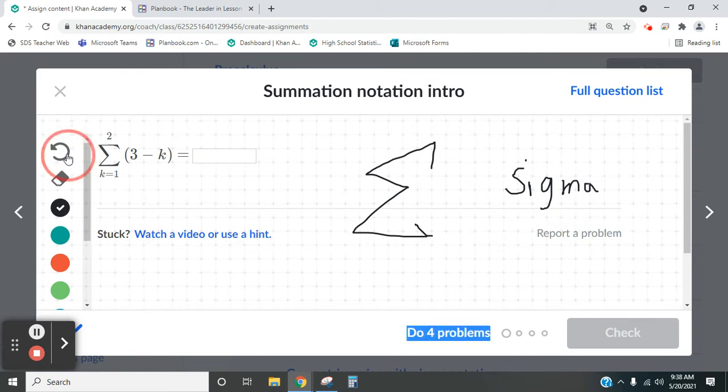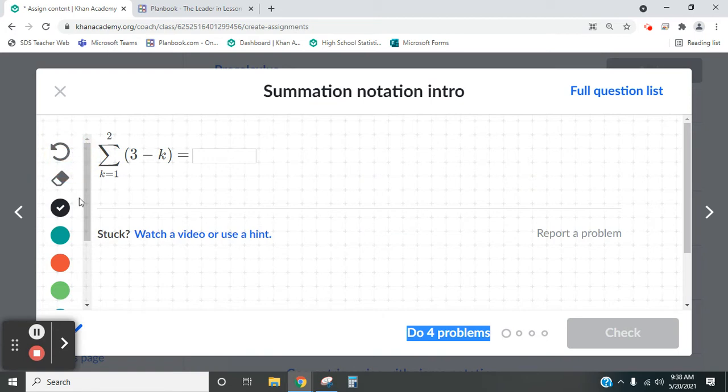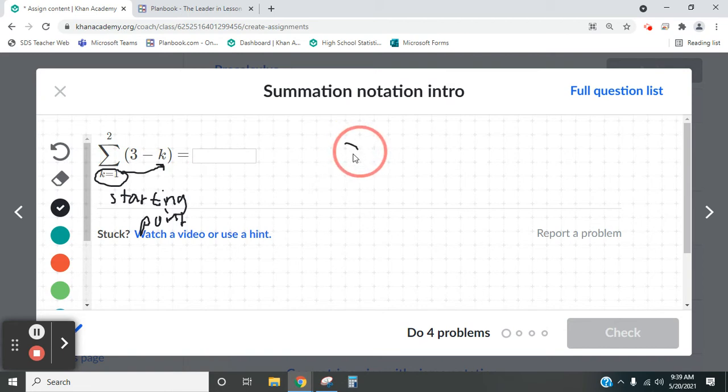So what are we going to add up? First of all, we need to figure out what number is going to be there. So we're going to start with this number. This is your starting point. So write down your sigma. This is your starting point. You start with 1. We start with whatever number is right there. We're going to plug that number in. Okay, so if we plug that in, we get 2.